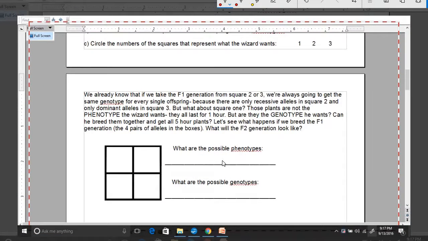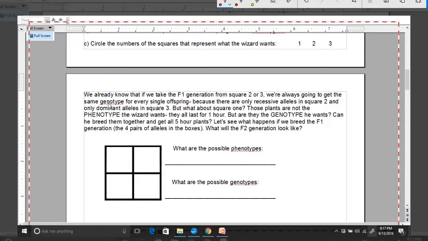All right, we're going to do page 2 on your worksheet now. So the instructions say we already know that if we take the F1 generation from square 2 above or 3, we're always going to get the same genotype from every single offspring because there are only recessive alleles in square 2 and only dominant alleles in square 3. But what about square 1?